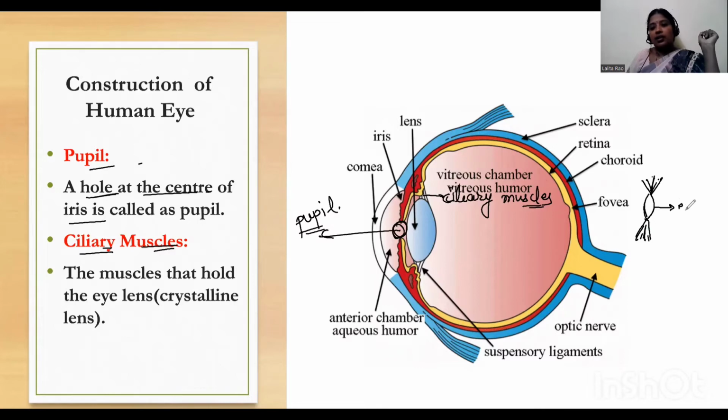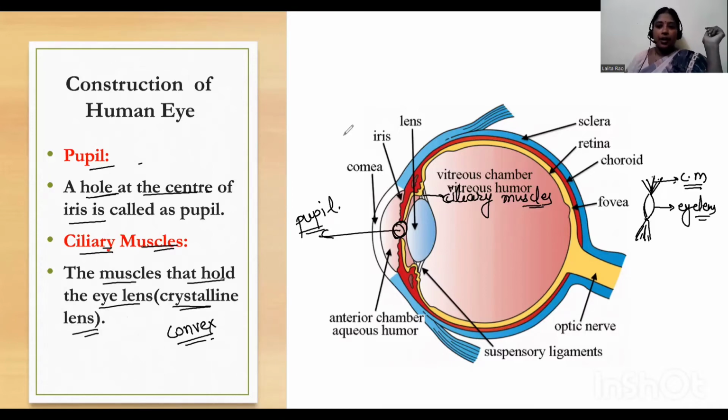This eye lens is held in its position with the help of these ciliary muscles. And what type of lens is this? It's a crystalline lens, like a crystal. And what is the shape of this eye lens? It is convex in shape.